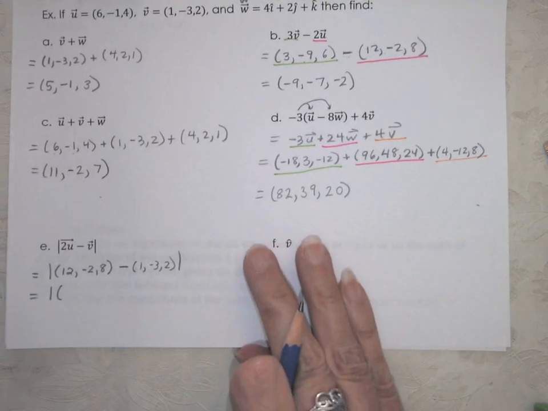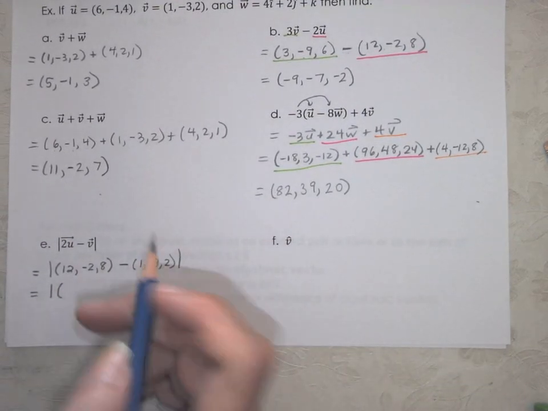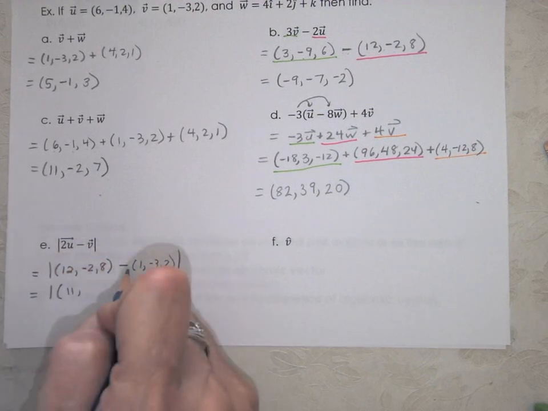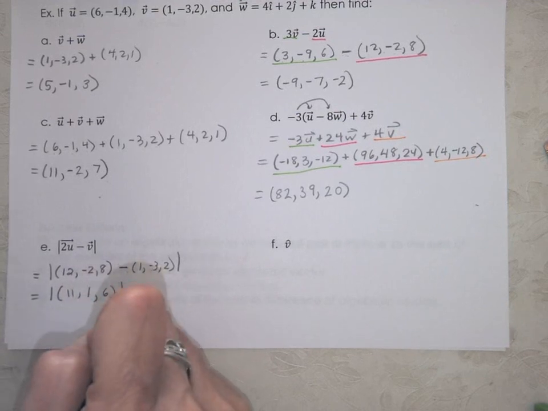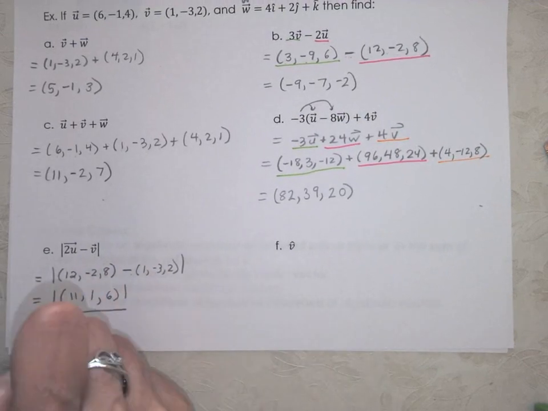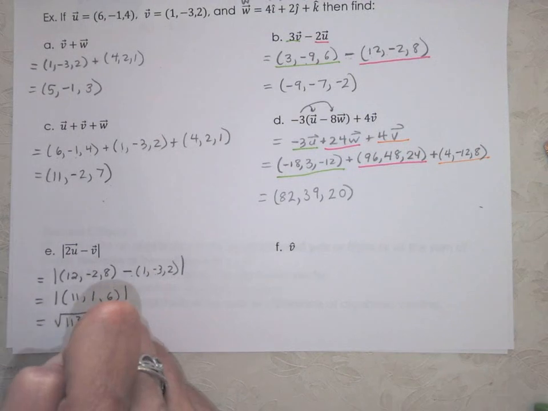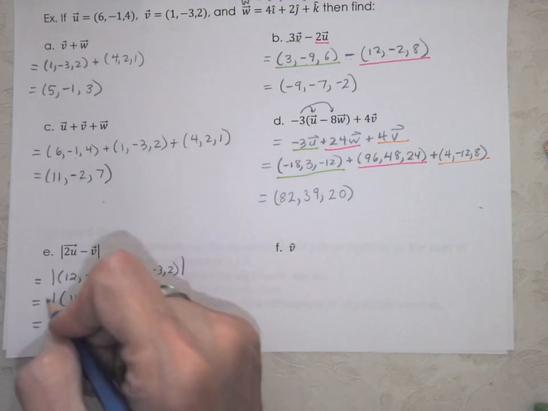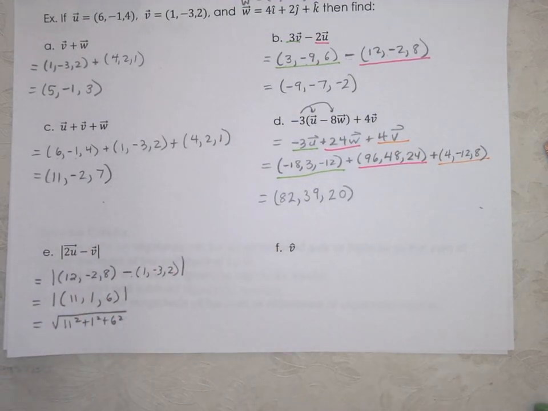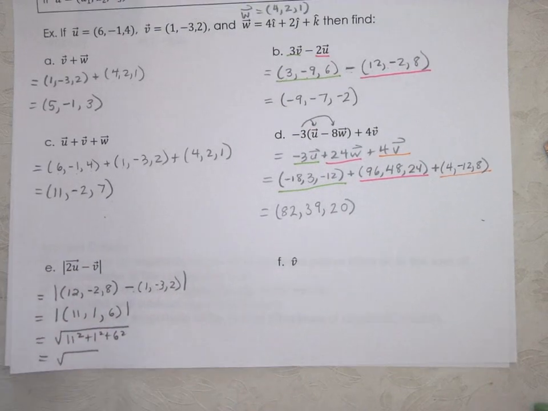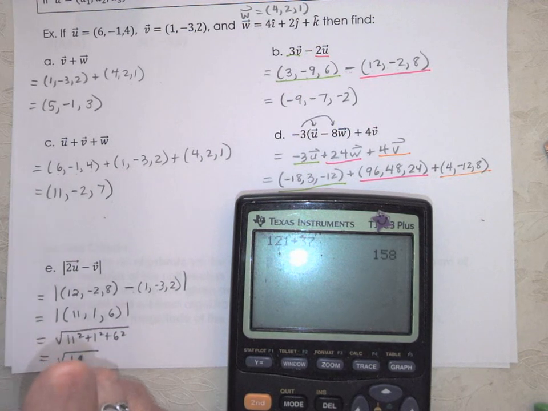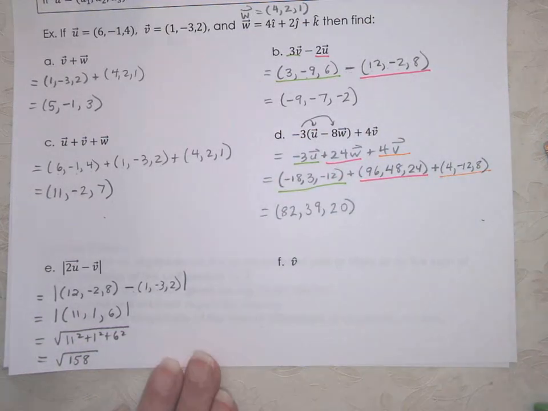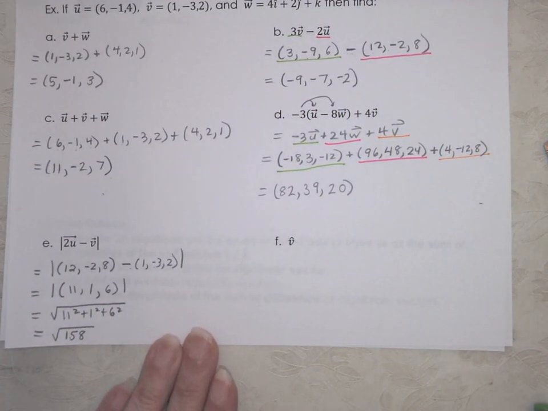So now we're finding the magnitude of, so 12 minus 1 is 11. Negative 2 minus negative 3 is positive 1. 8 minus 2 is 6. Magnitude of it, so square root of 11 squared plus 1 squared plus 6 squared. Now I don't have the magnitude bars anymore because I'm actually doing the magnitude calculation here. And then that's going to be 121 plus 37, square root of 158. So the length of that vector would be the square root of 158 units.